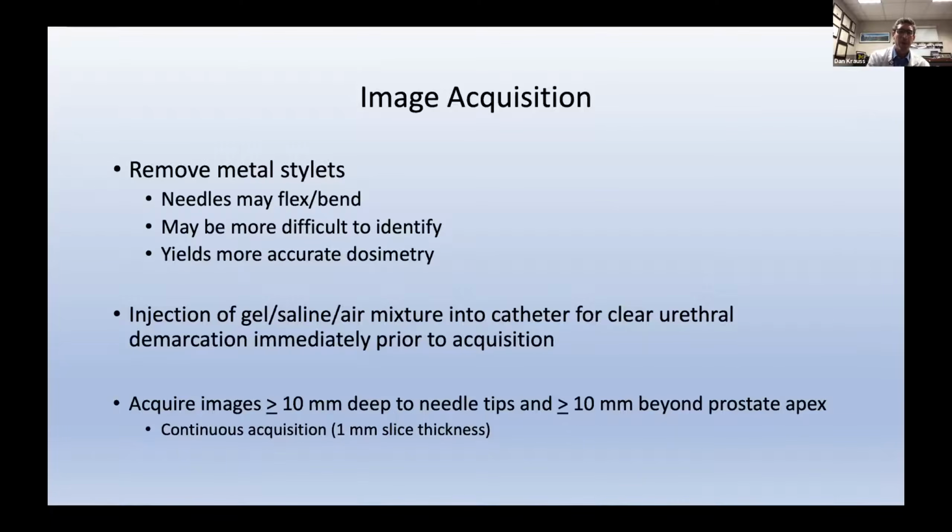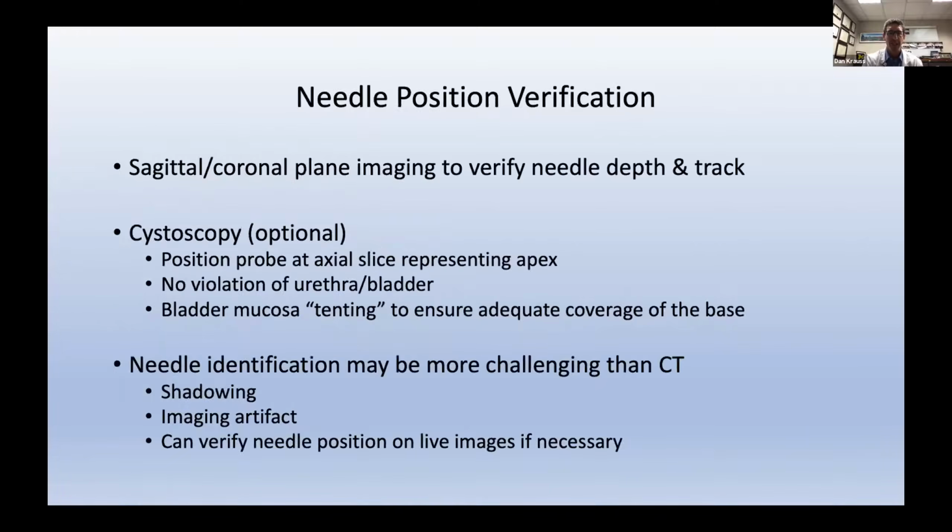Before we acquire, we will always inject a mixture of gel, normal saline, and air bubbles into the catheter for clear urethral demarcation. We'll do this immediately prior to acquisition, although the bubbles last a while. If you have to reacquire for any reason, 5-10 minutes later, the bubbles should still be good. We acquire images 10 millimeters deep to the needle tips to 10 millimeters beyond the prostate apex, and a continuous acquisition of 1 millimeter slice thickness.